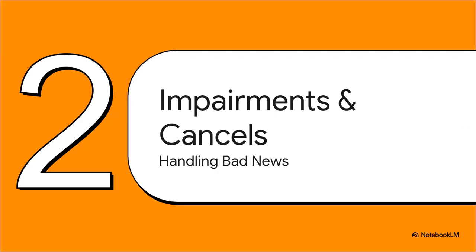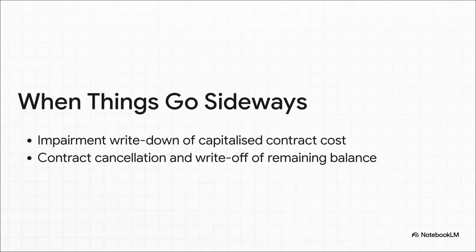Moving on to Section 2, impairments and contract cancellations, basically handling the bad news entries. Because let's face it, sometimes things go sideways, and when they do, you're generally looking at one of two actions. First up is an impairment write-down. In plain terms, if your capitalized asset suddenly drops in value, meaning its carrying amount is now higher than the remaining consideration you actually expect to receive minus the direct costs, well, you have to write it down to reflect reality. The second scenario is a complete contract cancellation.